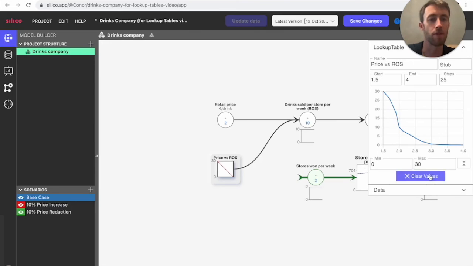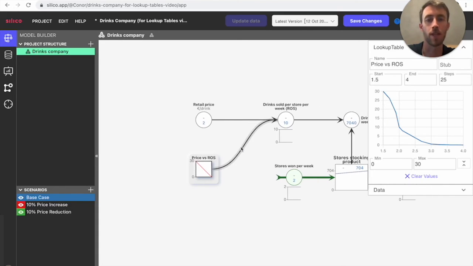We could also have here, for example, employee workloads and how that affects attrition. So there might be kind of tipping points within that as well. And there's various different kinds of relationships that are better represented by lookup functions in our models.